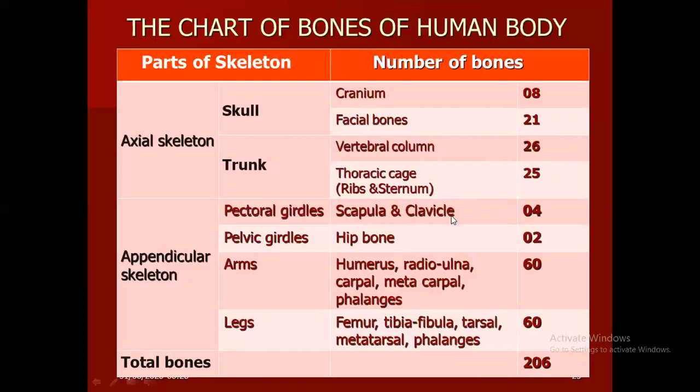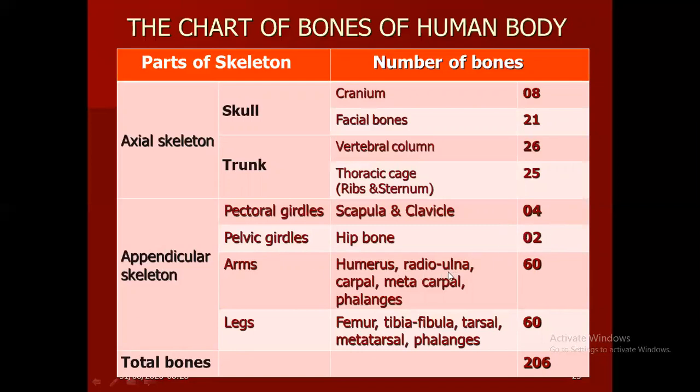Pectoral girdle: scapula and clavicle, 4. Pelvic girdle: hip bone, 2. But each hip bone consists of 3 bones: ilium, ischium and pubis. Ilium, ischium and pubis fuse and form one hip bone. So we get 2 hip bones.